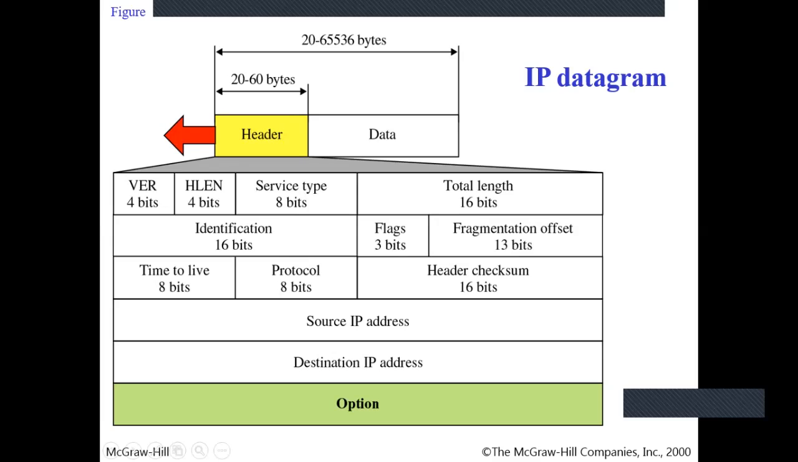Now, the 60 bytes comes when the option field has its maximum value, which is 15. Then 15 multiplied by 4 is equal to 60 bytes. So, the header length contains bytes from 20 to 60. Clear? The first two fields are the version field and the header length field.